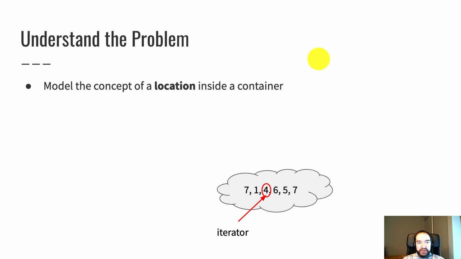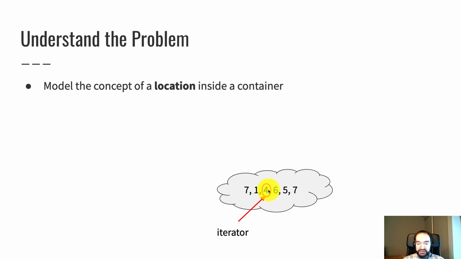When the C++ designers invented iterators, they were trying to solve some particular problems in the language. One problem is to model the concept of a location inside a container. Down here, this cloud represents some kind of abstract data structure. Maybe it's a vector, maybe it's a linked list, maybe it's something else. And we have a need in programming to represent one location inside there. And that's basically what an iterator does. It represents a location inside of another data structure.